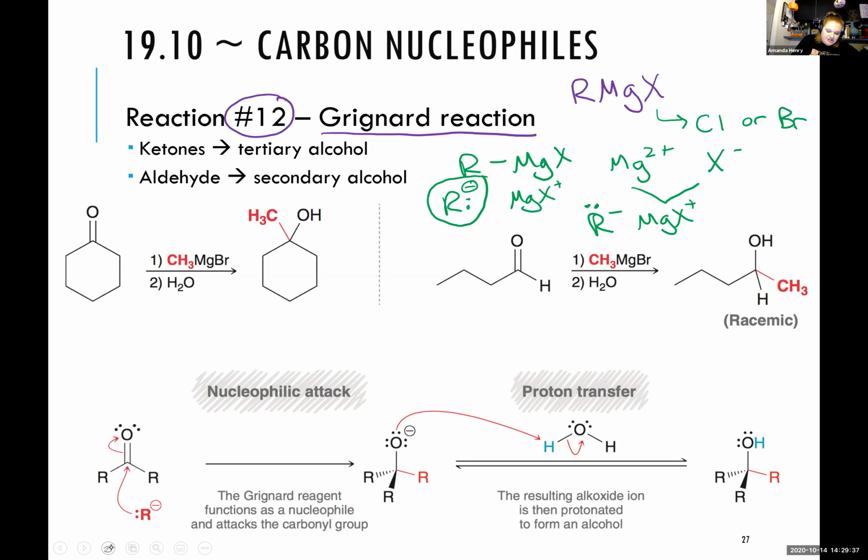So in the reaction, again, we can start with a ketone or an aldehyde, and we have both shown here. So there's our ketone, here's our aldehyde. We're going to react it with our Grignard reagent.